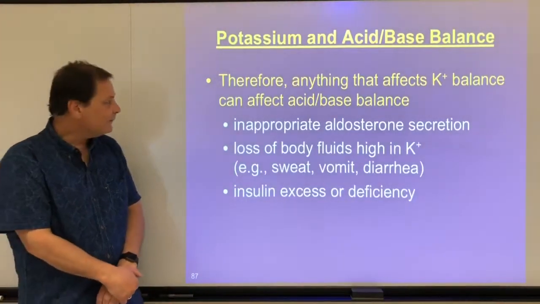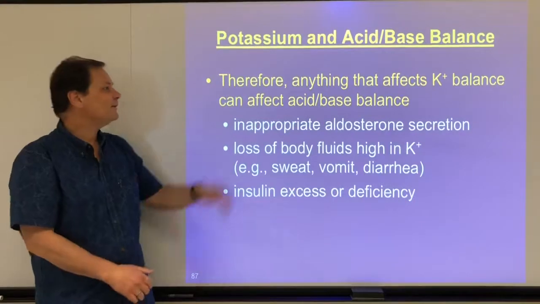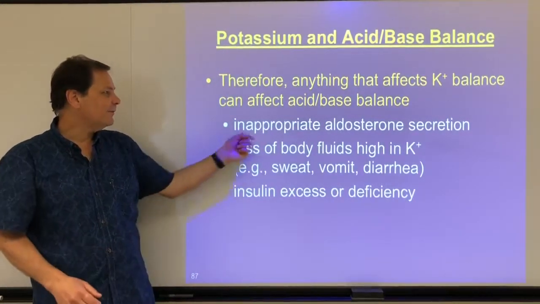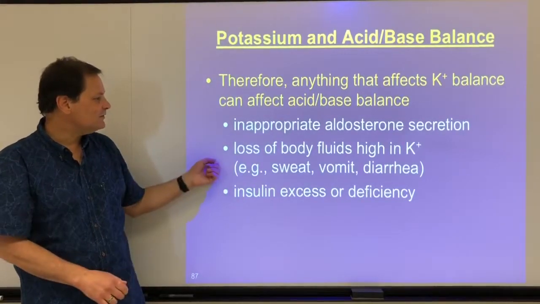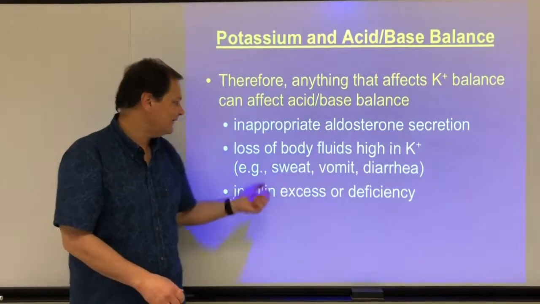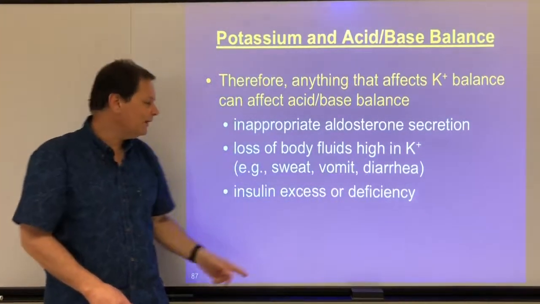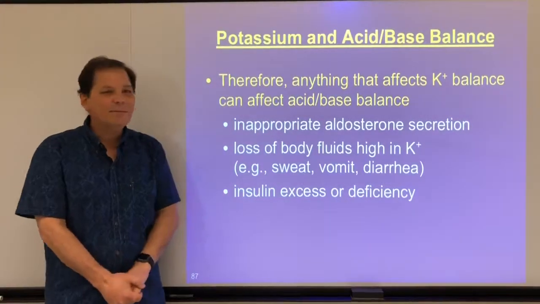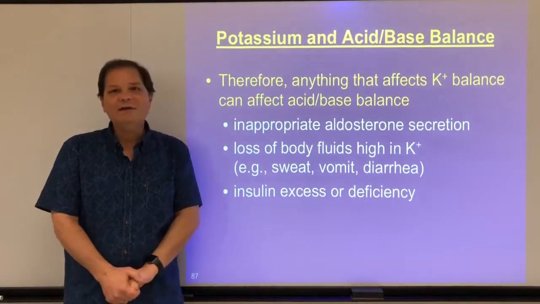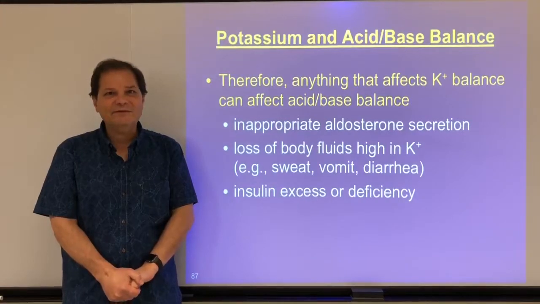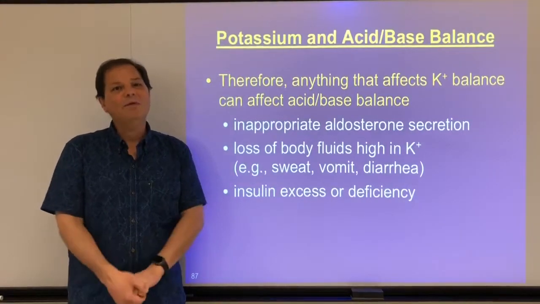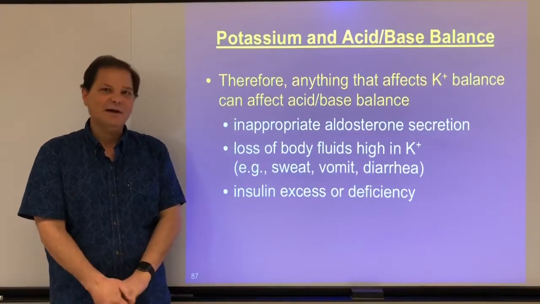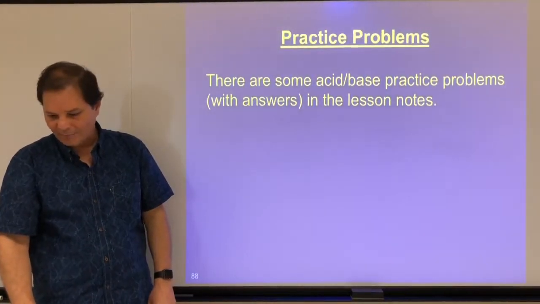So something to remember: anything that affects potassium balance can affect the acid-base balance. Something like inappropriate aldosterone secretion, loss of body fluids that are high in potassium, like sweat or vomit or diarrhea, insulin excess or deficiency, all these things can disrupt your potassium balance, and they can cause an acid-base imbalance that will go along with that, because potassium is being exchanged for hydrogen ions during these problems.